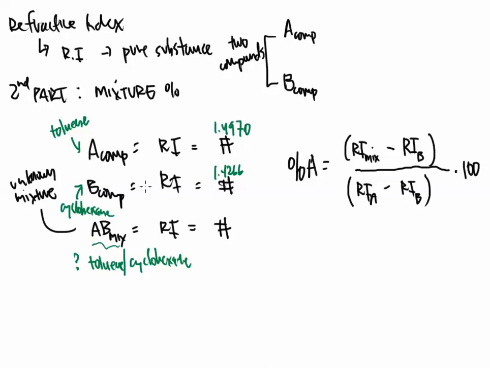1.4970. I then will take pure cyclohexane because I know that these are my two components in the mixture. I take pure cyclohexane, I run that on the refractive index, and I get a value of 1.4266. And then I will take the mixture that has an unknown amount of toluene and an unknown amount of cyclohexane, and I read that on the refractive index. And what I will get there is, let's say, a 1.4562. And it's up to me to figure out how much toluene and how much cyclohexane is there.